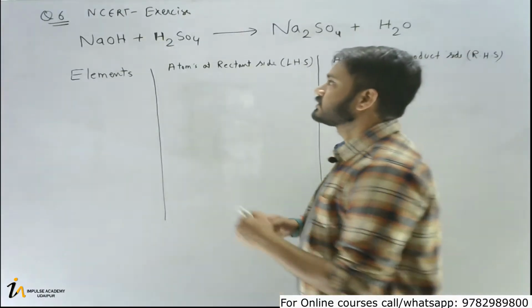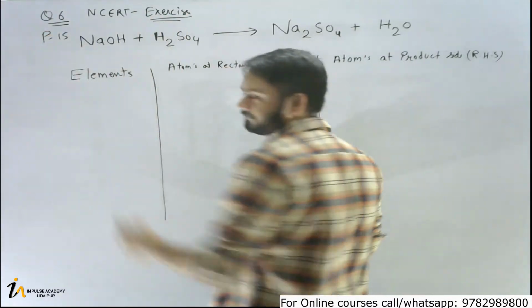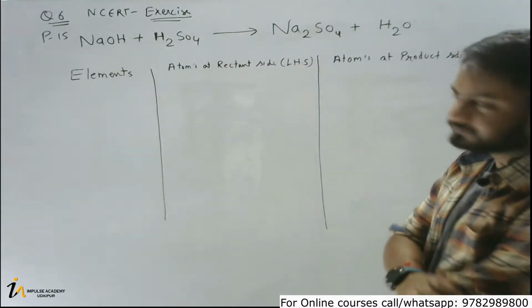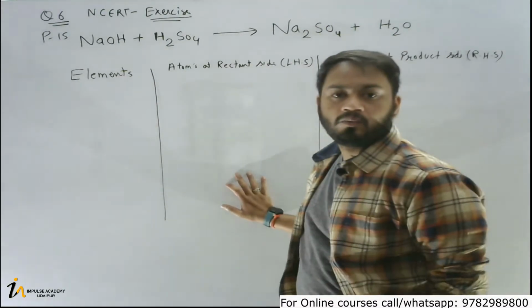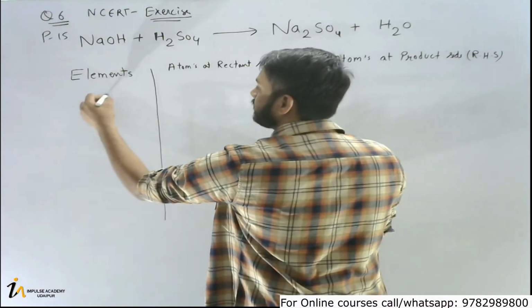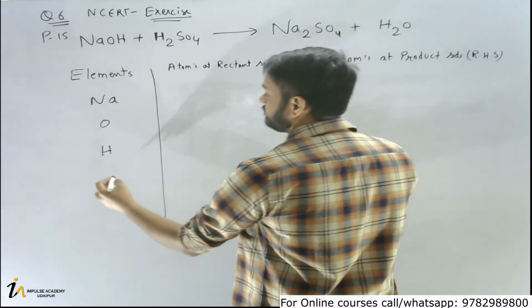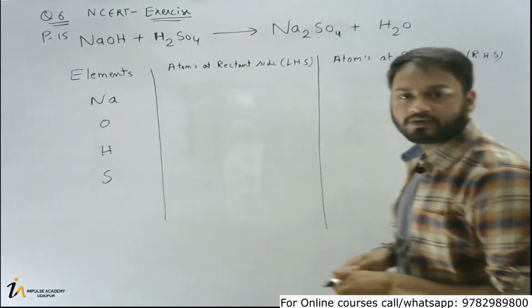This is question number 6, NCERT exercise, and the page number is 15. Now what we need to do is the same process. We need to write the elements first. So here it is Na, then O, then hydrogen, and then sulfur. Okay, so we've done this.